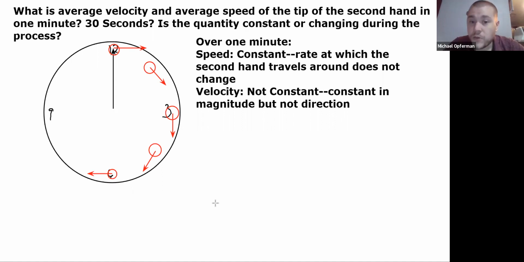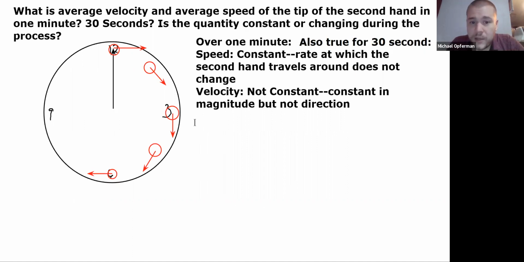So the direction of the object's velocity vector is constantly changing, but the magnitude of the velocity remains the same throughout this entire process. And that's true for the 60-second and the 30-second case. So this is also true for the 30-second case.